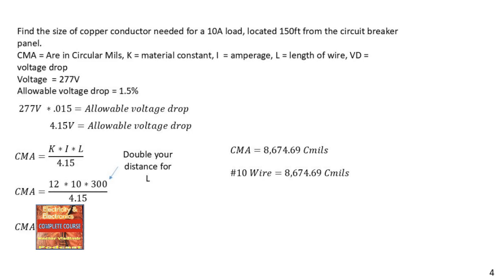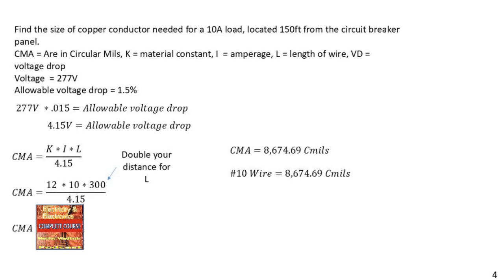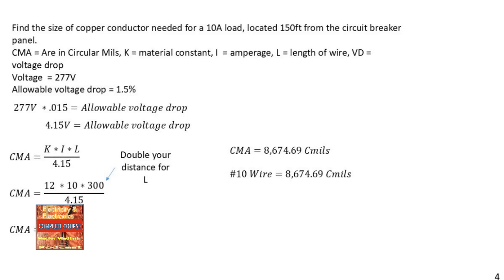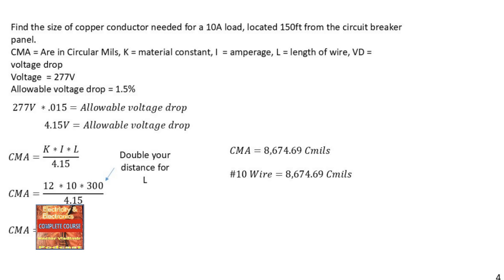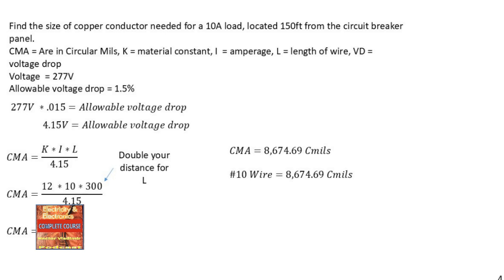So we multiply 277 volts times 0.015, which is 1.5%. That'll give us 4.155 volts as the allowable voltage drop. A little over 4 volts is allowable to lose from your 277 volts. And the formula is written as such: CMA equals K, your constant, times I, your current, times L, your length, distance of wire. And you'll divide all that by your allowable voltage drop, which is in this case 4.155.